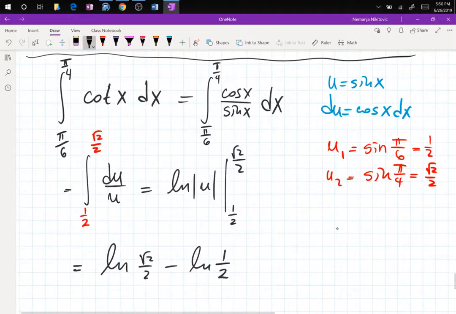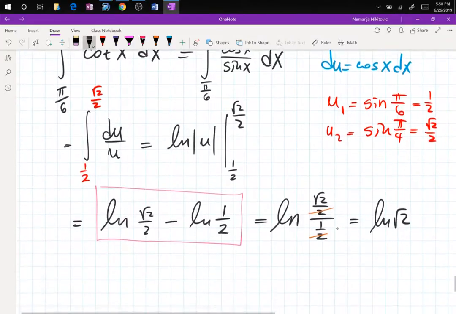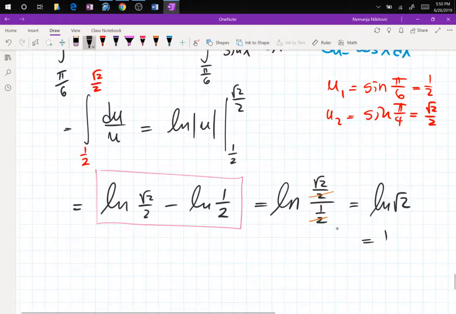Now, are you ready for the boss moves? This is still an okay answer, but we can do better. When you have subtraction of two ln's, you can condense that into a division of arguments. So ln of root 2 over 2 divided by 1/2. That's the rule we reviewed. And then these cancel. So the whole thing is ln root 2. You can actually kick the 1/2 in front. So this is the boss answer right here.